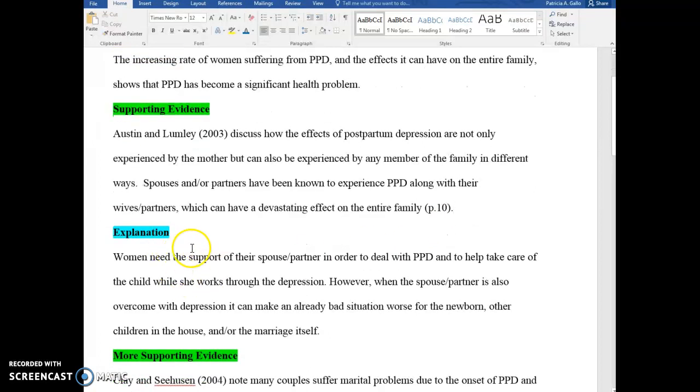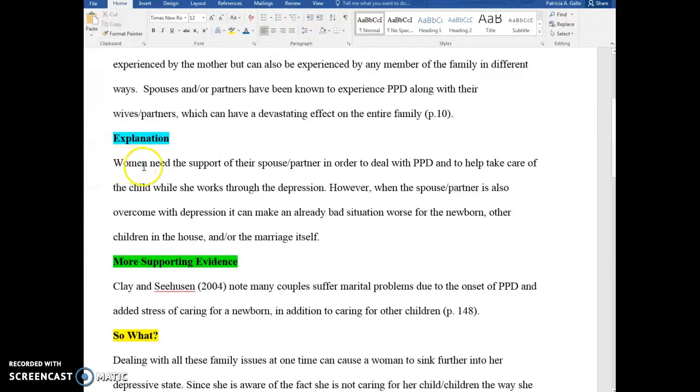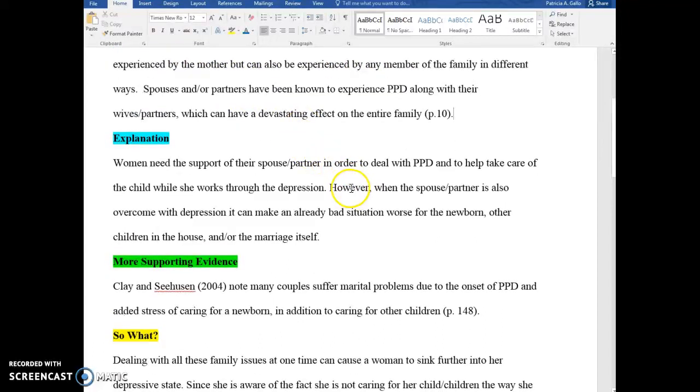Now she's going to go on and explain it. And this was the step that you took in the assignment that you just did, when you were talking about how the information from the sources in the source review, you had to then analyze and explain that information. So here she goes on to explain that women need the support of their spouse or partner to deal with PPD. She's explaining this paraphrase from this source. She then goes on to say that, however, when the partner is also overcome with depression, it can make an already bad situation worse for the newborn.